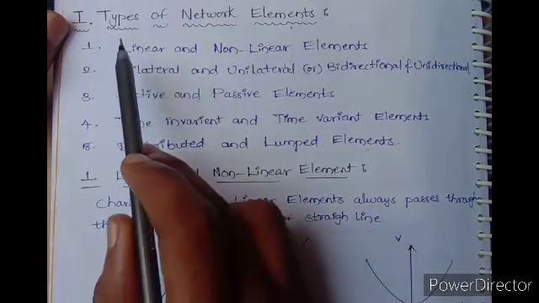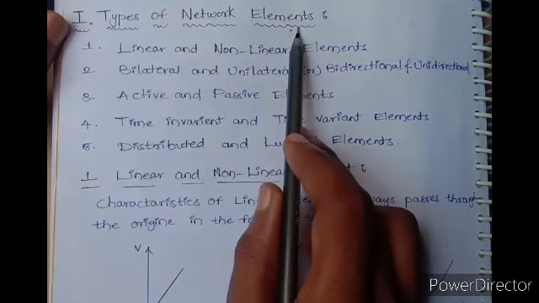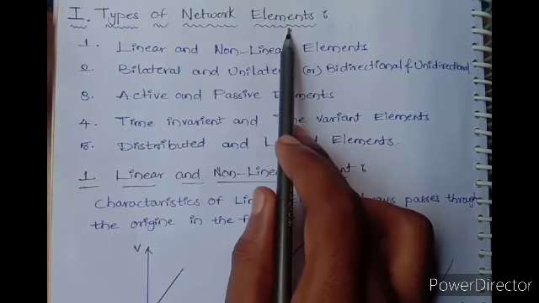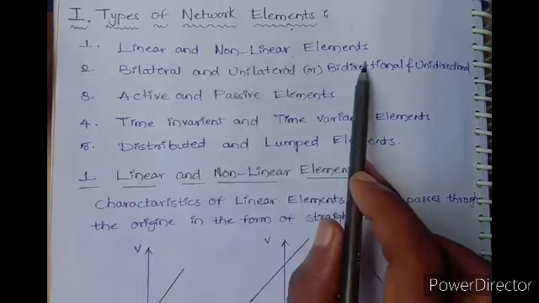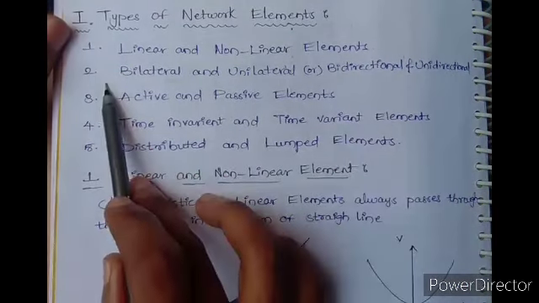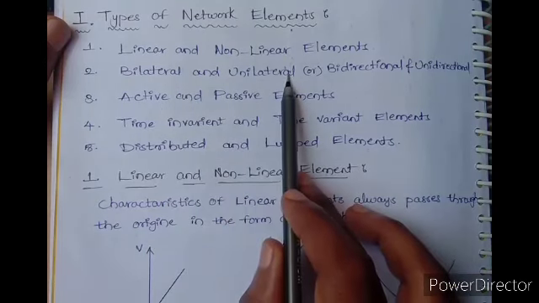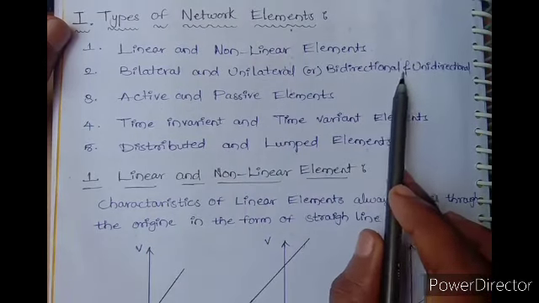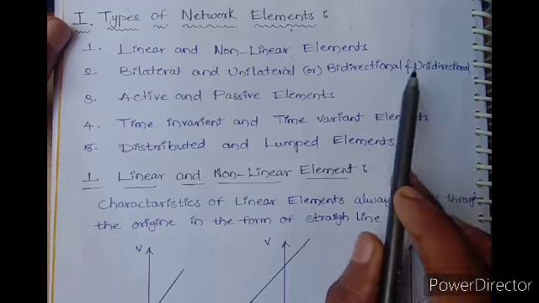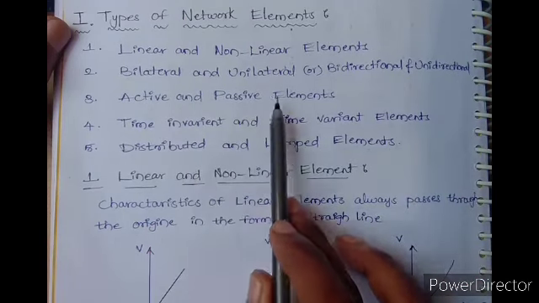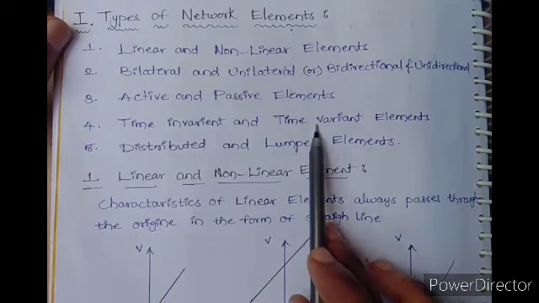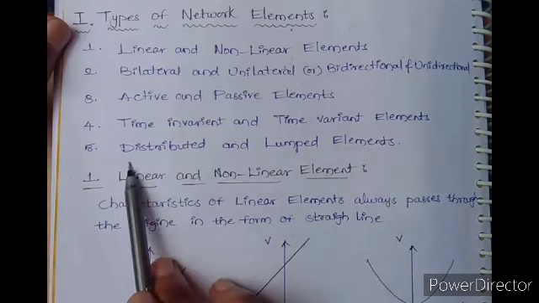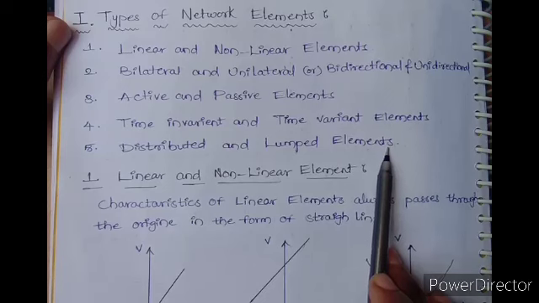Now we are starting our next lecture on types of network elements. Basically, network elements are divided into 5 types. In that, first one is linear and non-linear elements. Second one is bilateral and unilateral elements, or we can say bidirectional and unidirectional elements. Third one is active and passive elements. Fourth one is time invariant and time variant elements. Fifth one is distributed and lumped elements.